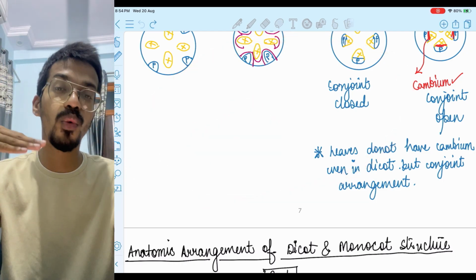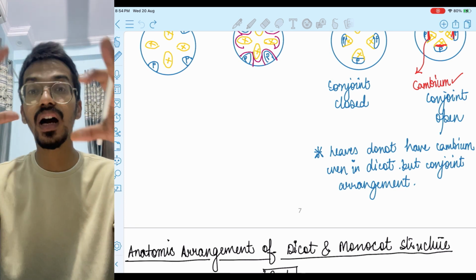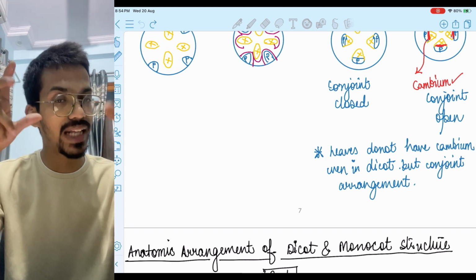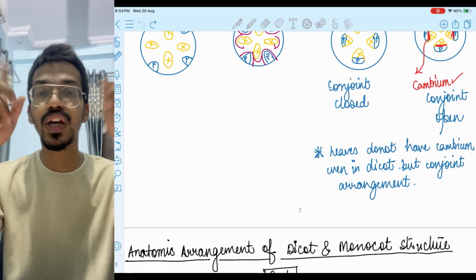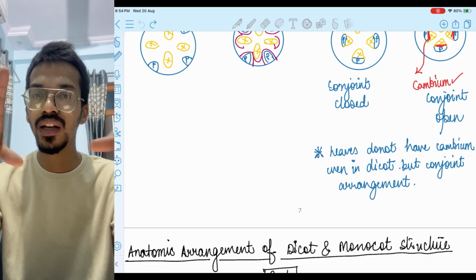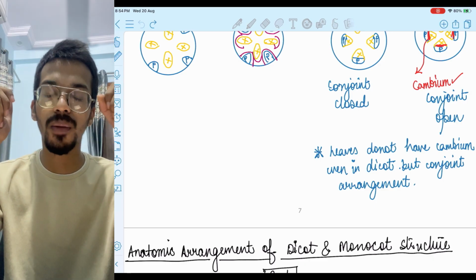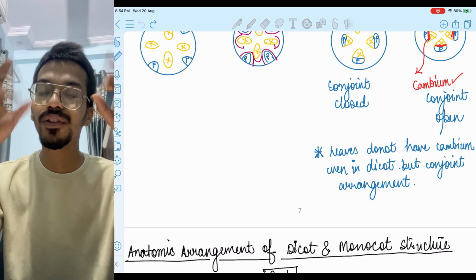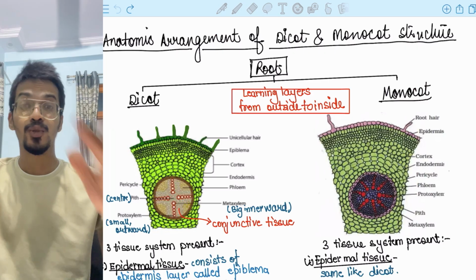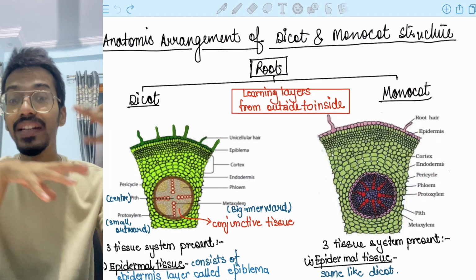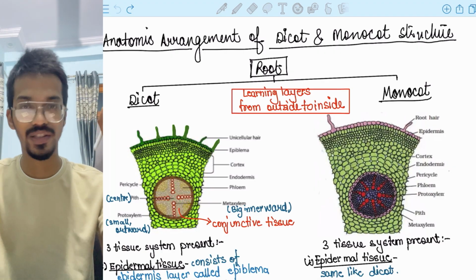Next thing that we will be going forward would be what? Would be the arrangement of the stem, root and leaf. The same thing which I have showed you, that I cut it and see it. So these things I'm going to be seeing and observing, that we're going to be studying next. So the next part of this chapter is arrangement of dicot and monocot structures.